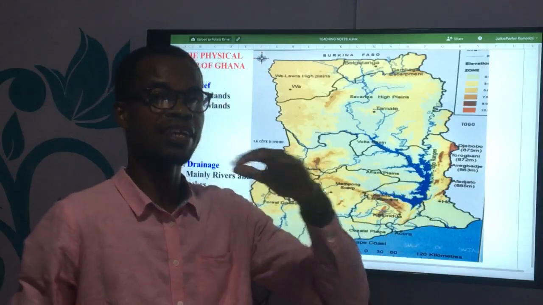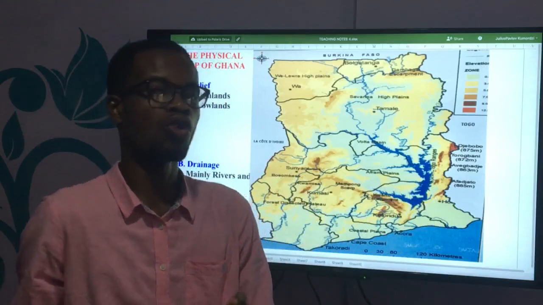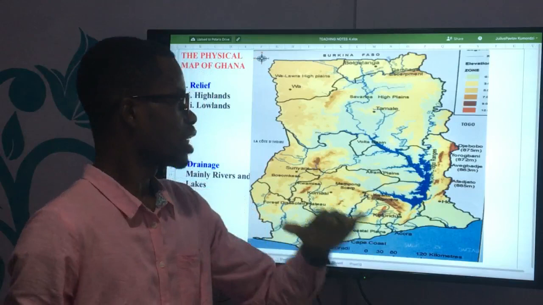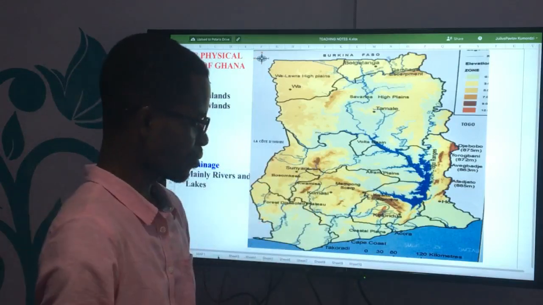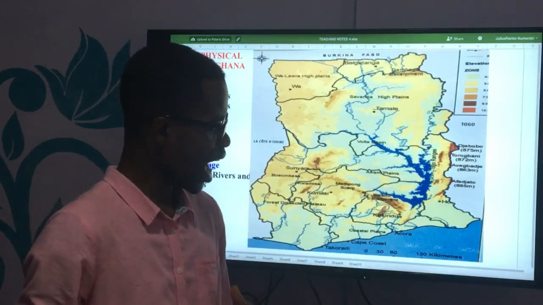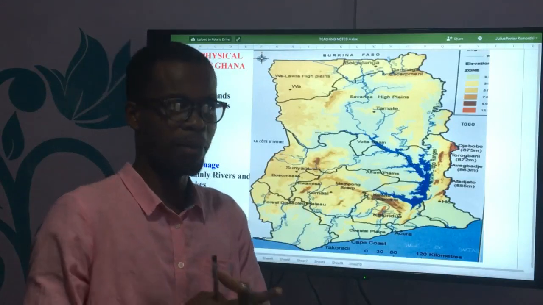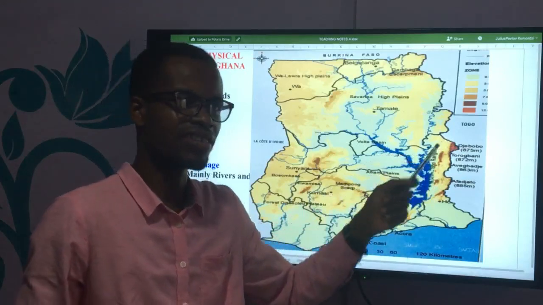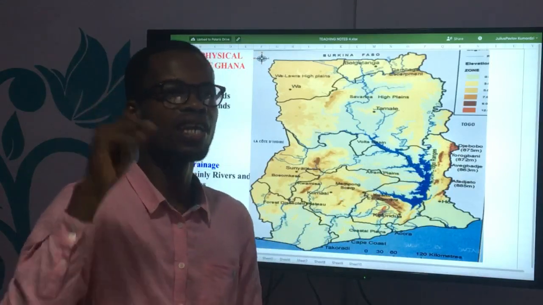Its height is 885 meters above sea level. So you should always remember to add the above sea level. That's the height. 885 meters above sea level. Okay. Hope you are following closely. The second highest is the Jebobo Mountain or Mountain Jebobo, which is around this area. So its height is 875 meters above sea level.